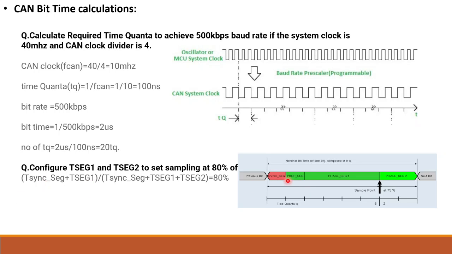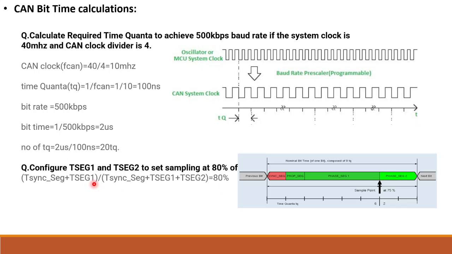The T sync segment is always fixed at 1, and T seg 1 is the propagation segment plus phase segment 1, divided by the total: T sync segment, T seg 1 and T seg 2, the complete division factor. If I want to get the 80% sampling point, it is the sync segment plus T seg 1, divided by sync segment plus T seg 1 plus T seg 2. This is how we get a sampling point of 80%.